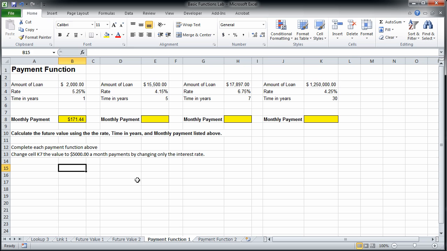Well, let's do that. I'm going to come down here. I'm going to just transfer this number down here, and I'm going to do that times 12. So I'm going to say equals 171 times 12, because I'm going to pay for 1 year. I'm actually going to pay back $2,057.28. What's the difference? The difference is the interest. So the bank's going to make $57.28, letting me borrow $2,000 for a year.